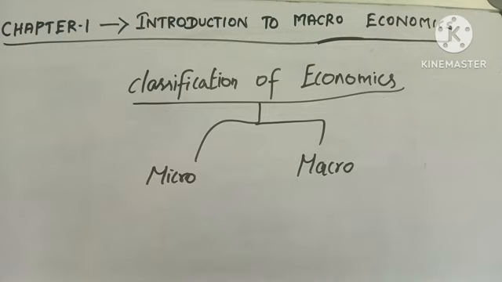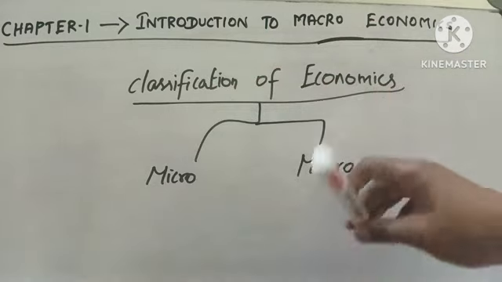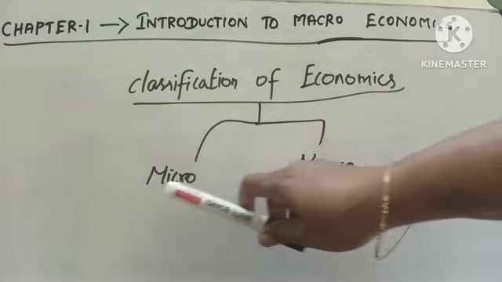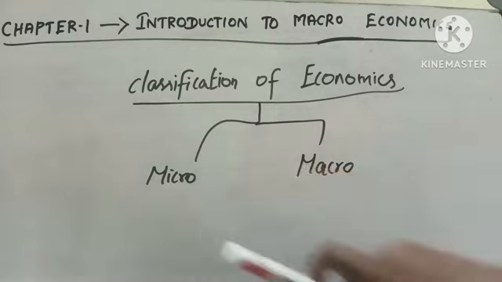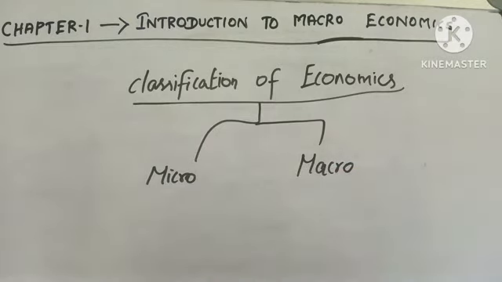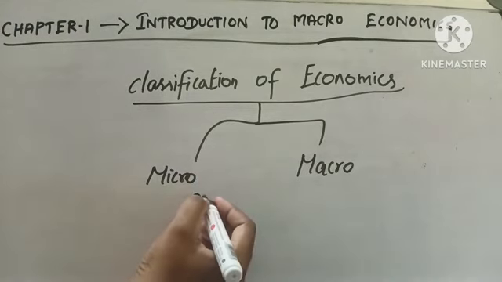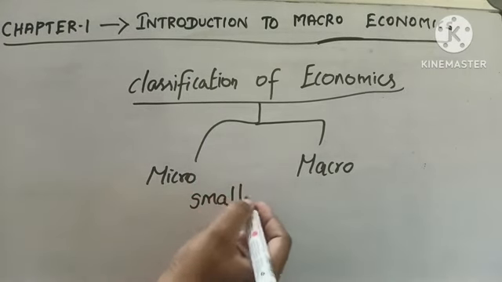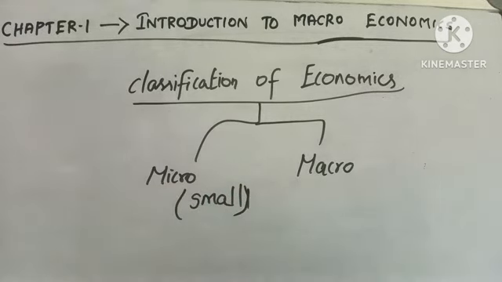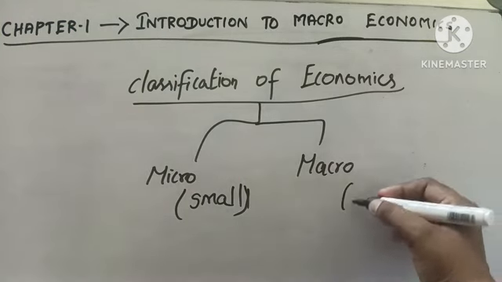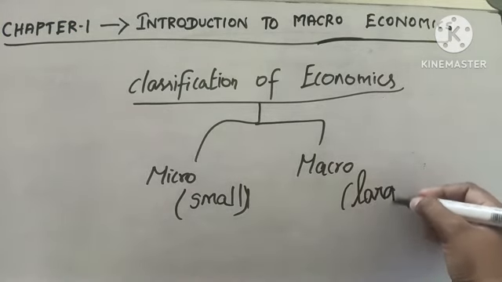Okay students, let's discuss the classification of economics. Economics can be classified into two parts. One is micro and the other one is macro. The word micro means small and macro means large.